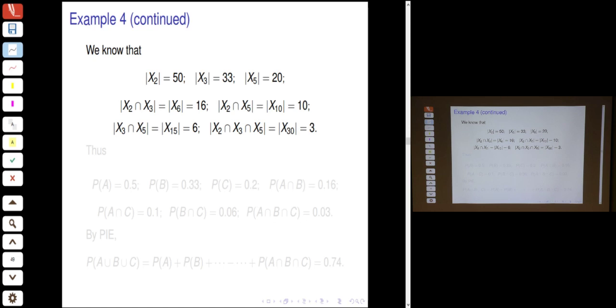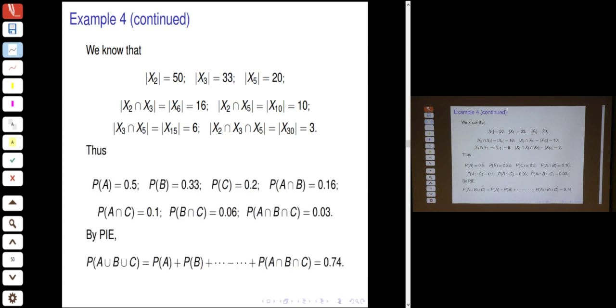Now the size of the three-way intersection, x2 intersect x3 intersect x5, in other words, the numbers which are divisible by 2, by 3, and by 5, is actually x30, which is 2 times 3 times 5. So it's x30 here, so the number is 3. Then it's up to you whether you want to use the probability formula or the counting formula. So let's use probabilities.